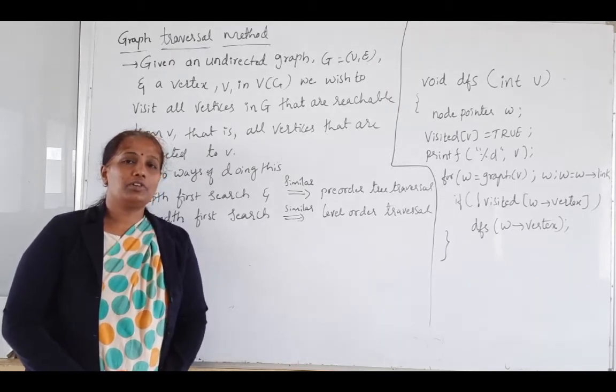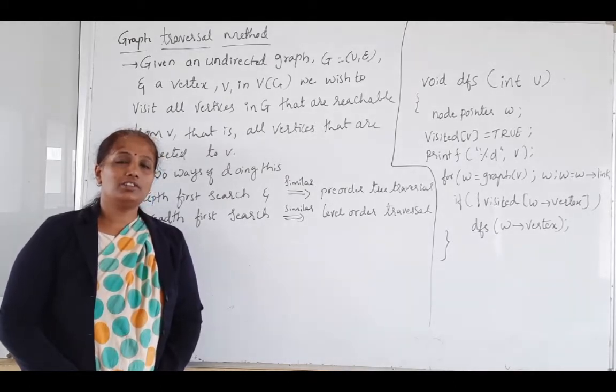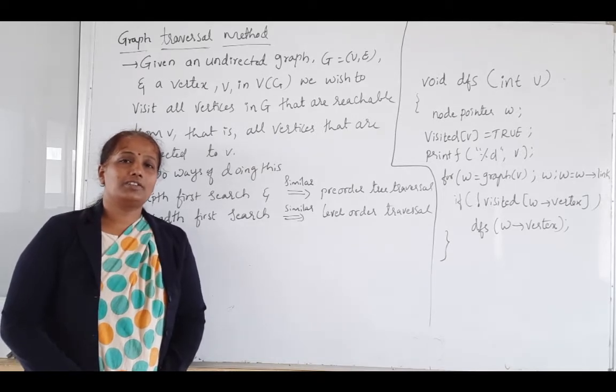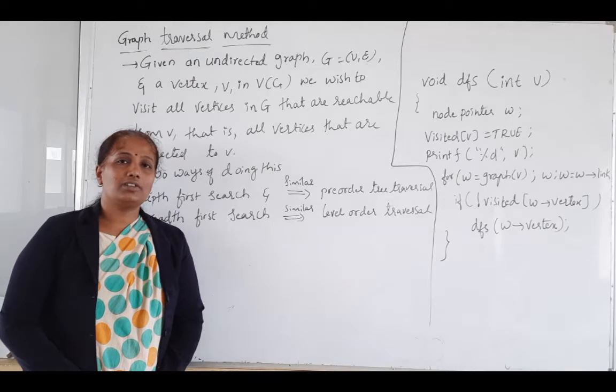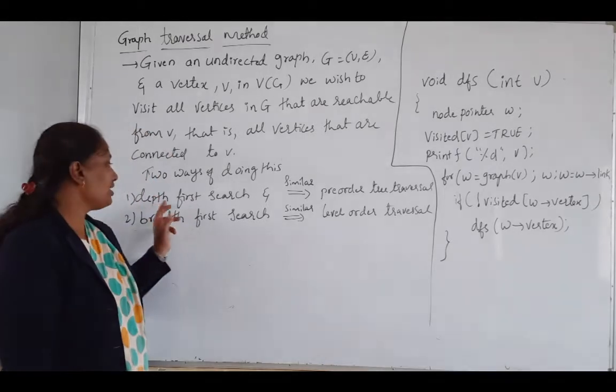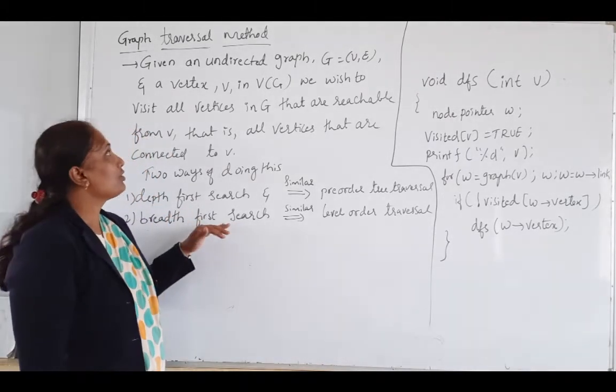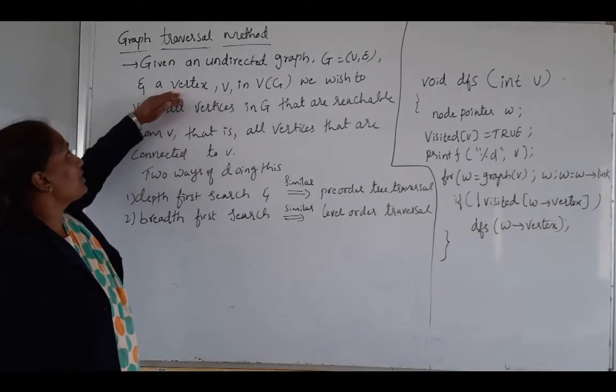In the previous video lecture, you studied the representation of the graph by using the adjacency list and the adjacency matrix. Today we will see the graph traversal methods. Here we are mainly concentrating on two graph traversal methods. First one is DFS and second one is the BFS method. Okay, so check out the definition of this.